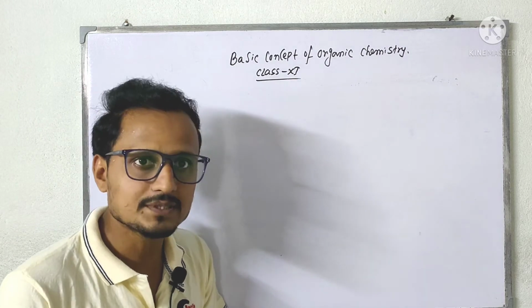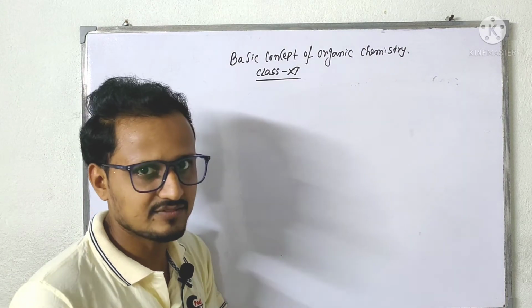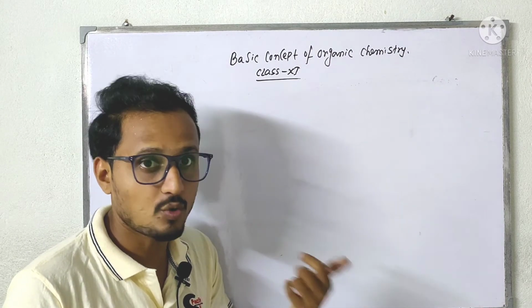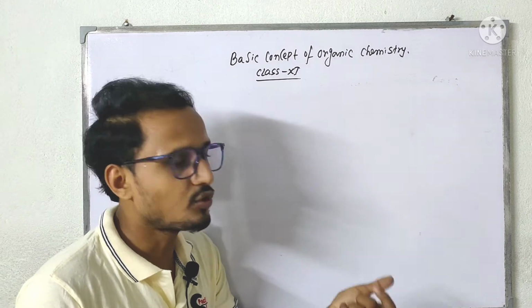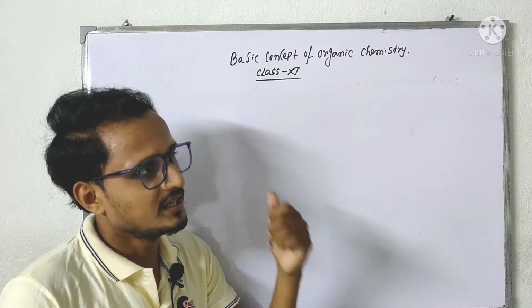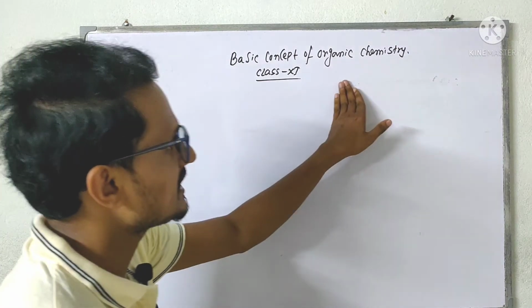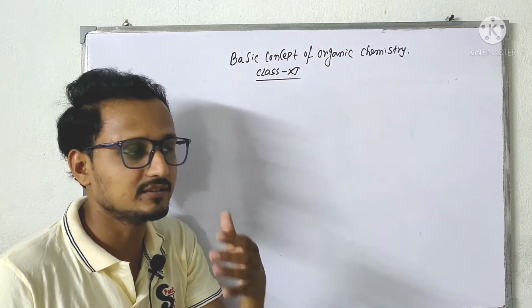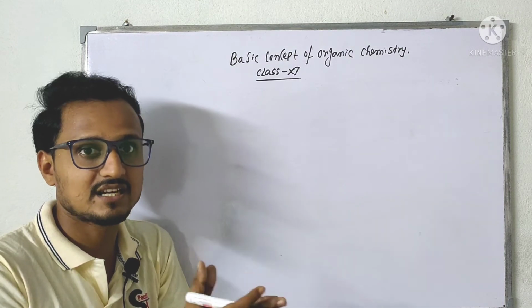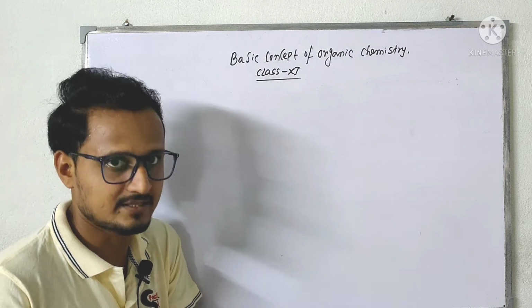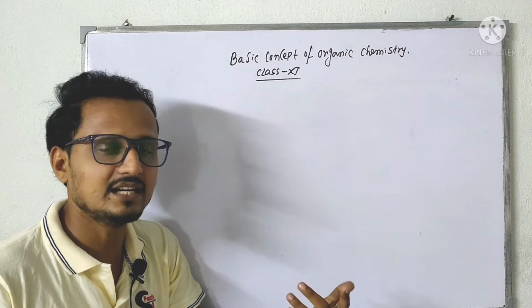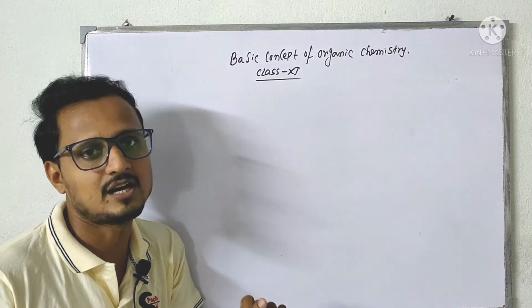Now all the alkyl groups have plus I effect, and COOH, OH, OR, that is OCH3, also chloride, bromide, iodide, all have minus I effect. That means they will withdraw the electron. Now this plus I effect and minus I effect can explain the strength of acid and base. So today in this video I will discuss how plus I and minus I effect explain the strength of acid and base. After that, in the next video I will discuss carbocations and carbanions.